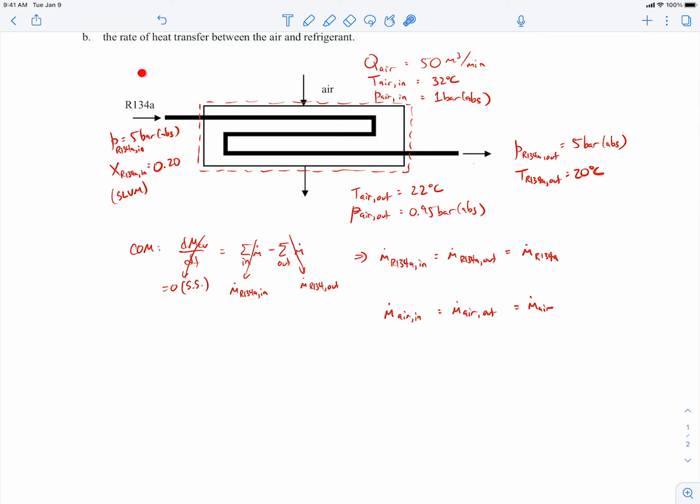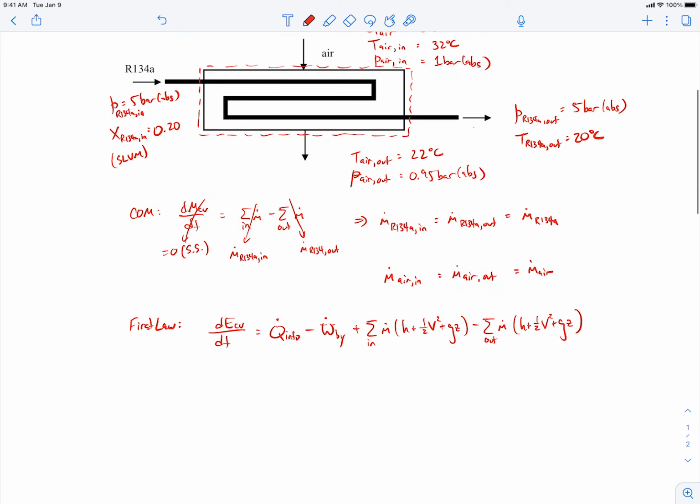But the mass flow rate of R134A shows up in the first law, so I'm going to apply it here. So it's the first law applied to the entire air conditioner. So let's write out the whole thing, then we'll simplify it. There's a lot to write down, so just give me a minute. Okay, so there's our first law expression. Let's go ahead and simplify.